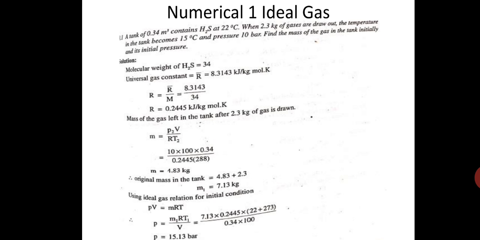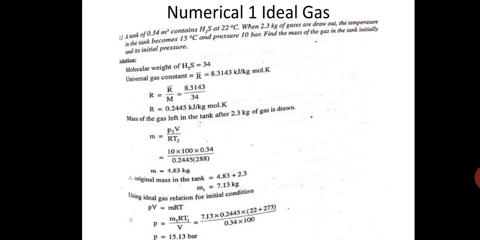Now again using the ideal gas relation, PV is equal to MRT, we are finding out P because we know M, R, T and V. So here again we are dividing by 100 so that you get the pressure in bar. Otherwise, if you don't divide, you can write it in kilopascals. Okay, so this is how you solve a problem.